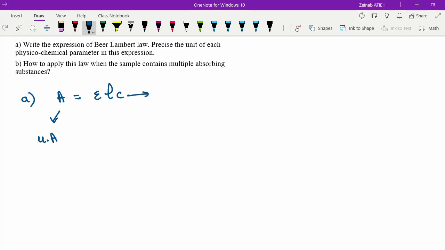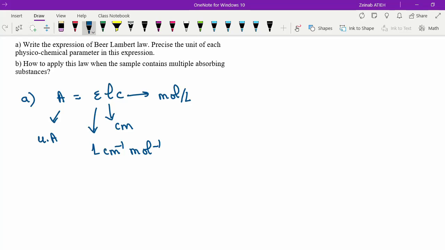The concentration has a unit, usually mole per liter. The distance or the thickness has a unit of centimeter, which gives the molar absorption coefficient a unit of liter centimeter minus 1 mole minus 1.